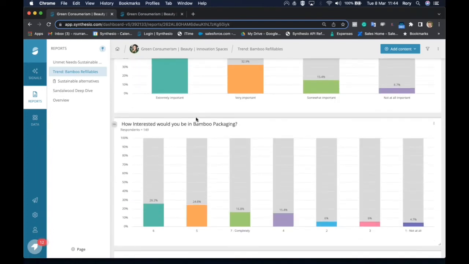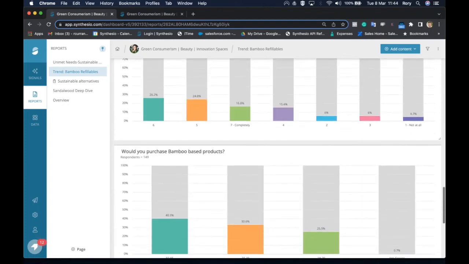We also asked how interested would you be in purchasing products made with bamboo packaging. And as you can see here, out of a score between 1 and 7, the majority of people that responded yes were all kind of 5, or the majority of which were 5 and above.